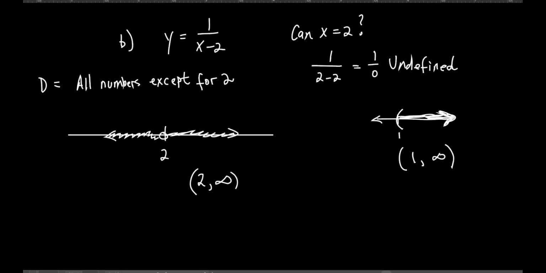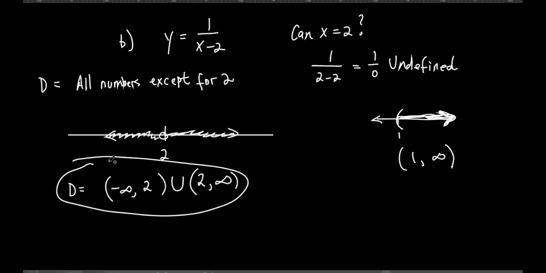What about going the other way? How would I write that? I would also put a parenthesis, but on the left I'm going to put negative infinity. Do you remember doing that earlier in the year? And then it gets all the way up to just before the 2. So this part represents to the left, and this part represents to the right. We join them together with a big old U for union. It's the union of those two. So this is how we write the domain. It's weird, I know, but that is how we would write it.